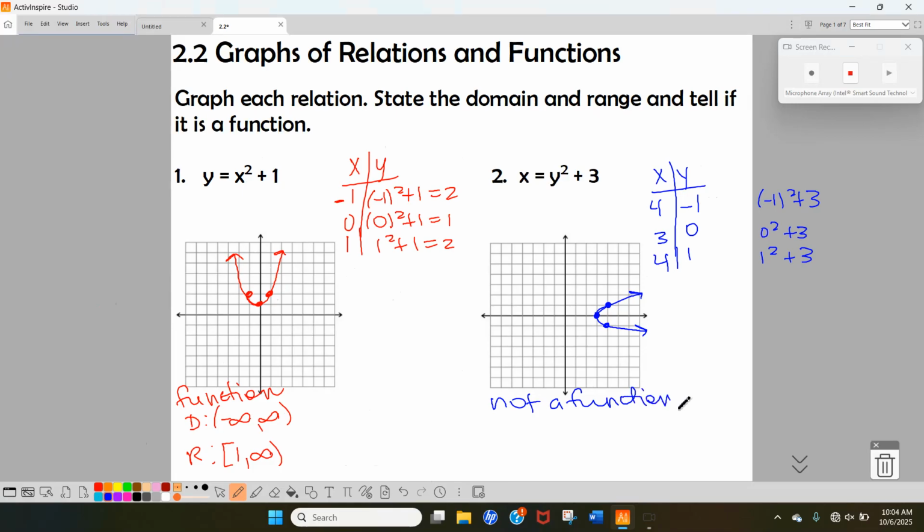And his domain is restricted. It starts at 3 and goes to infinity. His range is all real numbers, because he goes up and down forever, but he starts at 3 and goes towards bigger numbers.